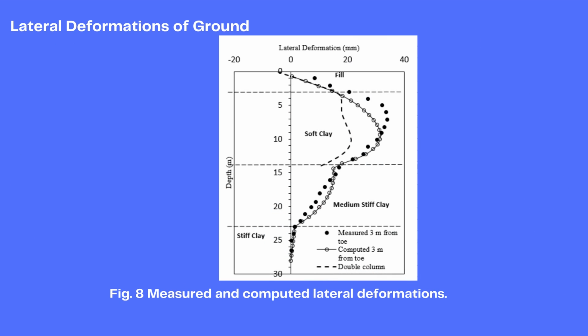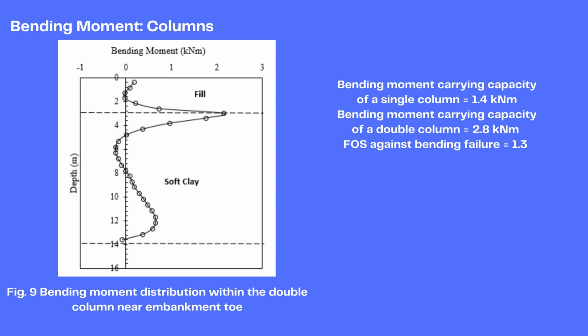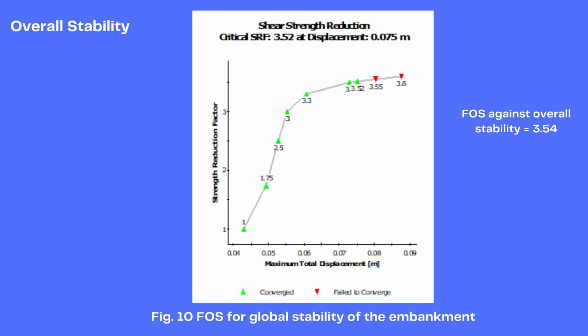This is the lateral deformation of the ground. Lateral deformations are very high around the middle of the soft clay layer. This is the bending moment distribution for the double columns. So the bending moment carrying capacity of double columns is about 2.8 kilonewton meters based on the field testing. But the actual bending moment value is about 2.3. So the calculated factor of safety against bending failure is 1.3 for this embankment.